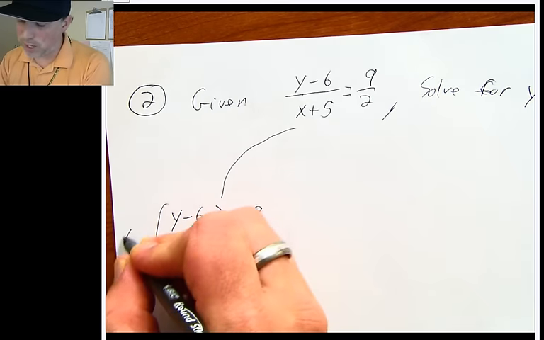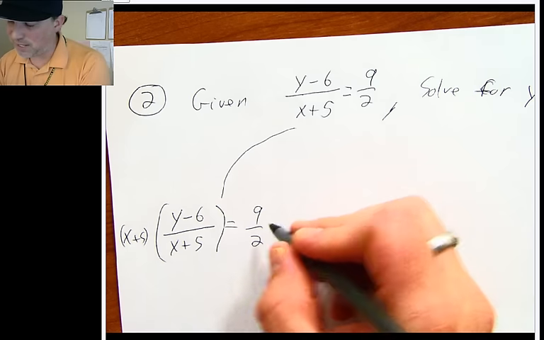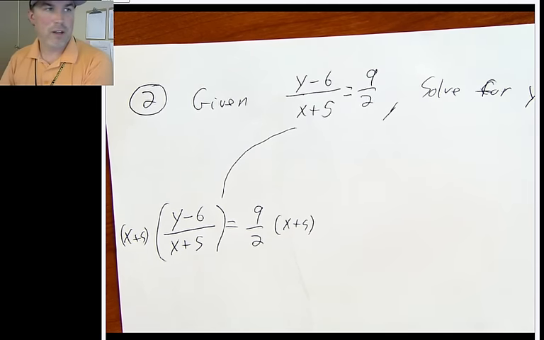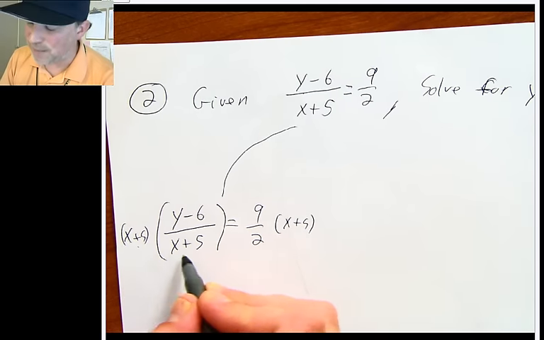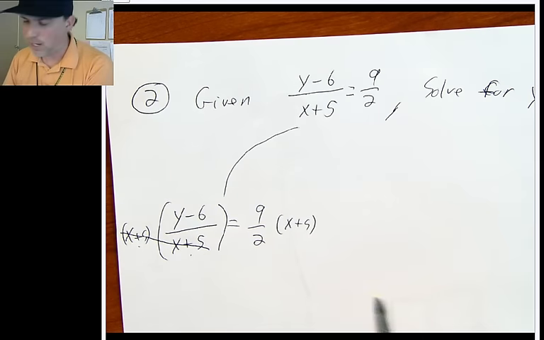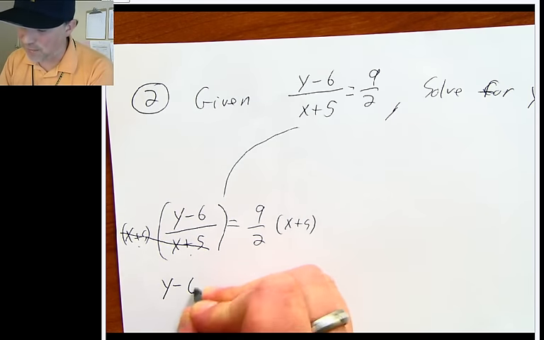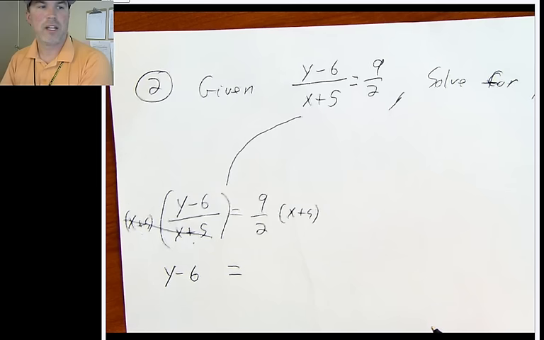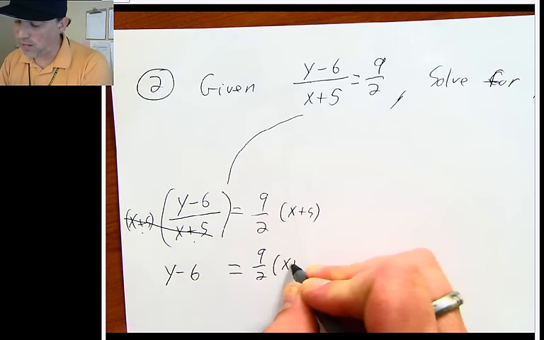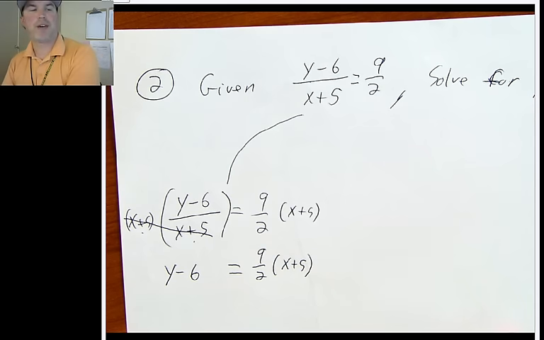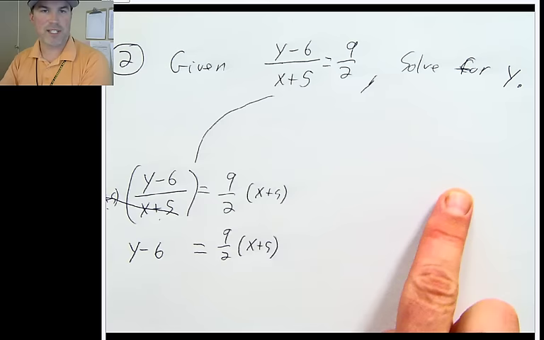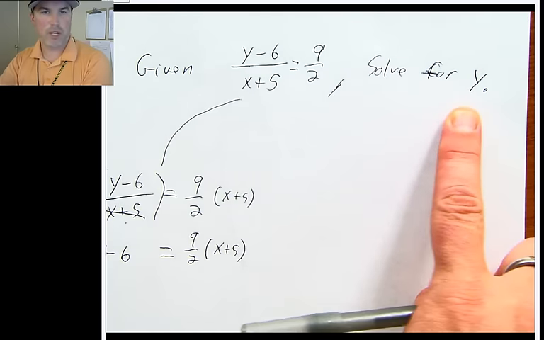So I'm going to multiply the left side by x plus 5. I'm going to multiply the right side by x plus 5. On the left side, x plus 5 divided by x plus 5 is just 1, so those cancel out. Very nice. And what you're left with on the left is simply y minus 6. On the right, you still have the 9 over 2, and now you also have the times x plus 5 that we had before. Then finish getting y by itself, because that is what the instructions mention right here.